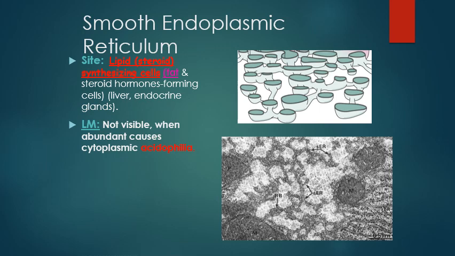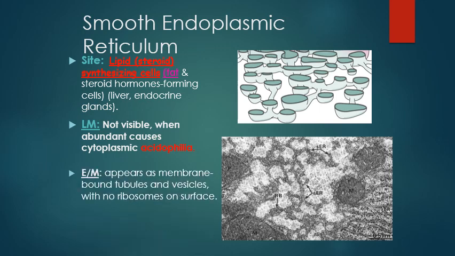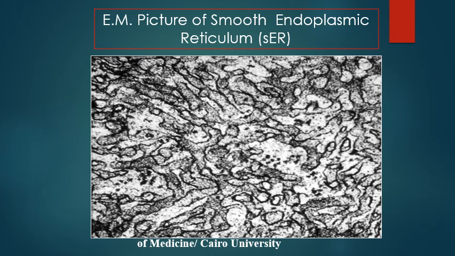These membranes contain amine groups in the protein parts of the molecular structure of any membranous organelle. We have protein, and the protein contains amine groups. The amine is positively charged, so it likes to be stained with a negatively charged stain, which is the eosin, so it appears acidophilic. By EM, it shows membrane-bound tubules or vesicles with no ribosomes on the surface, and they branch and anastomose.